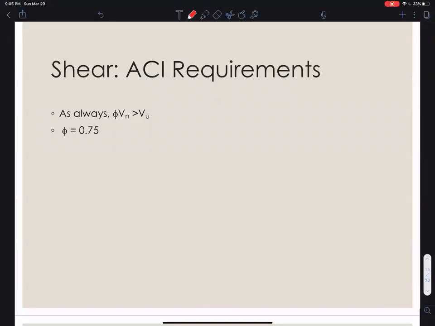Now let's talk about ACI requirements, and this is from 2019. As always, phi Vn is greater than Vu. Remember, N means nominal in name only, and U is unusual, or maybe ultimate. We want the nominal strength, the reliable nominal strength, reduced by this phi factor, to be greater than the worst case load. What's new is that for shear, phi is 0.75, not 0.9 for flexure.